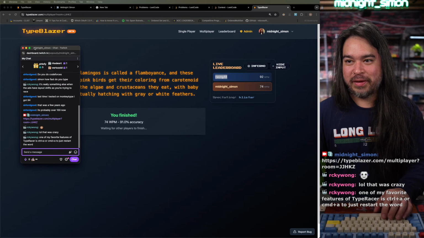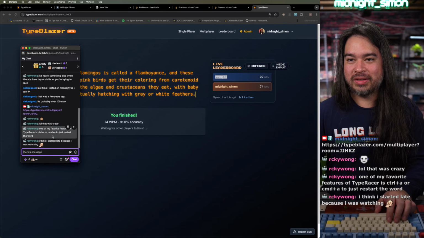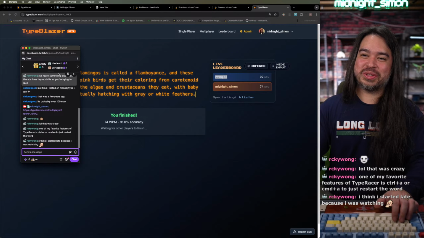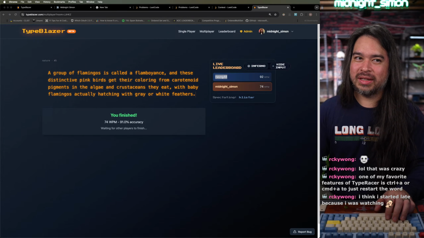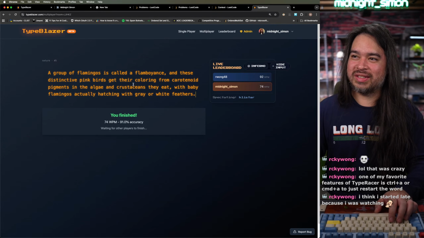Wait, one of my favorite features of TypeRacer is Control A or Command A to just restart the word. I think I started late because I was watching. Oh, I see. Dang, Control A or Command A to restart the word. I didn't know you could do that. I'll try and remember some of these hotkeys and implement them.